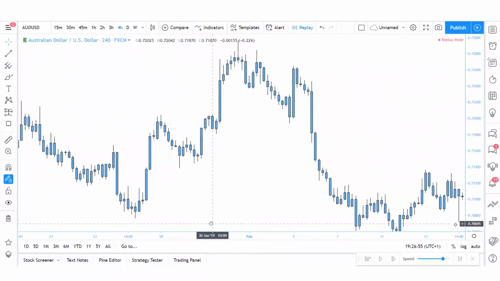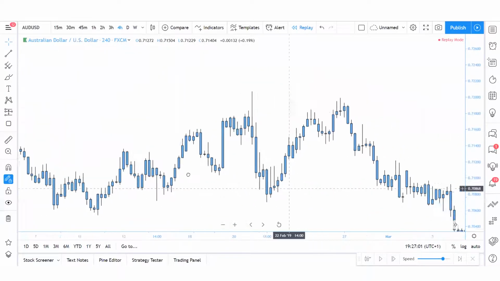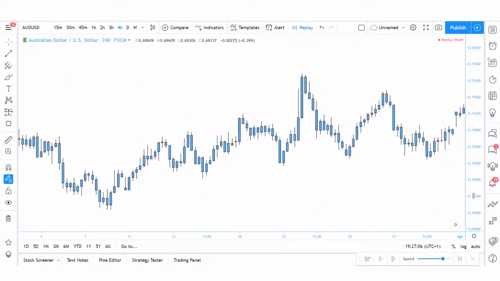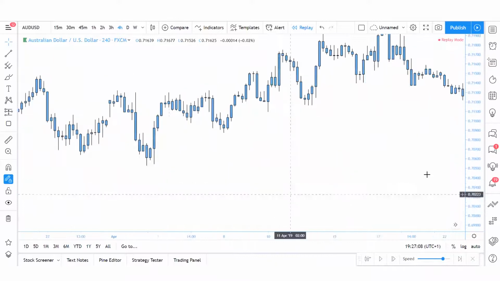We had a push to the upside, we had a break, we had a consolidation, we had a push, we had a pullback, consolidation side by side. All right, never mind. Let's not waste more time. Let's start this again one more time.